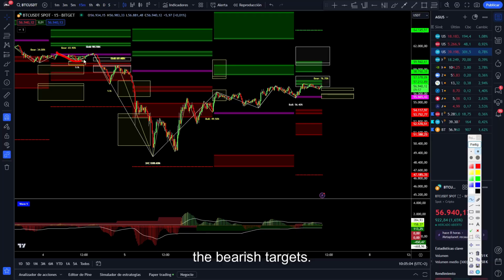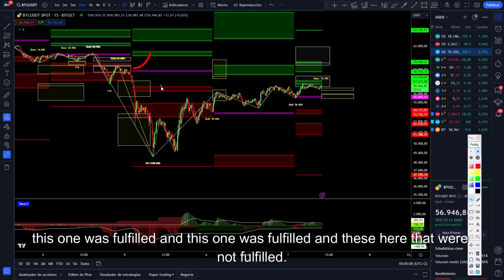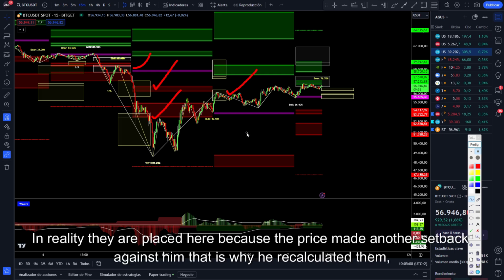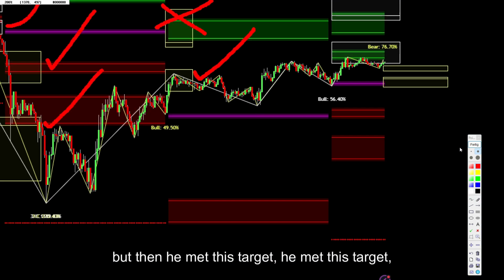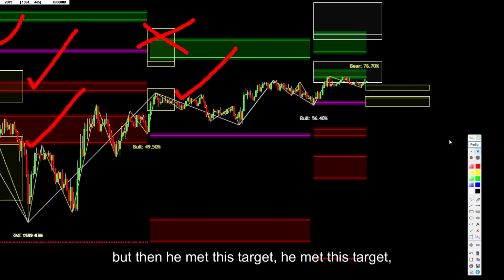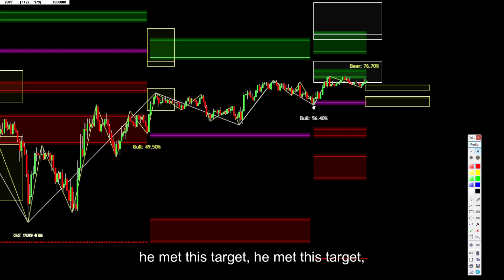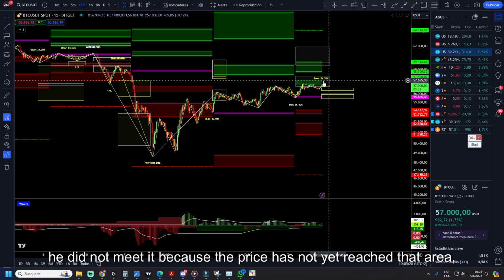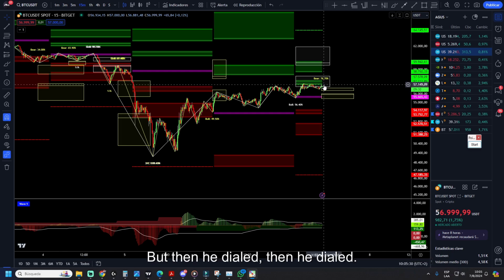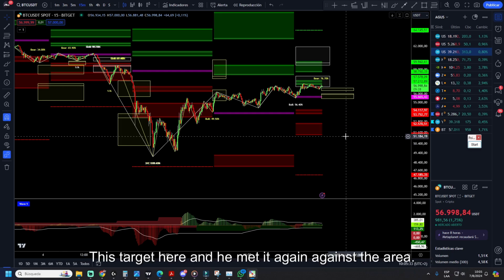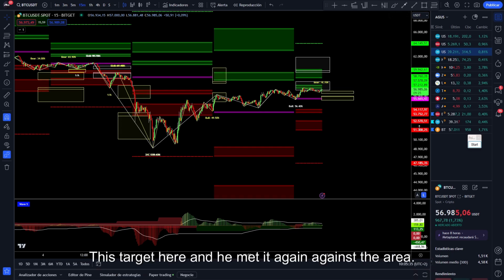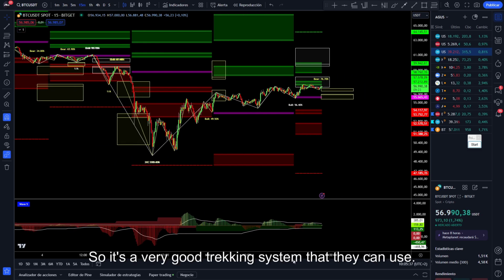The bearish target. This one was fulfilled, this one was fulfilled, and this one was fulfilled, and these here were not fulfilled. In reality, they are placed here because the price made another pullback against it. That is why it recalculated them. But then it met this target, this target, this target. It did not meet this one because the price has not yet reached that area. But then it marked this target here, and it met it again against the area. So it's a very good tracking system that they can use.